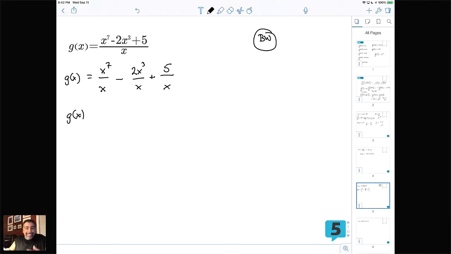And as we look at this, it's still not a one-step yet. So now I need to make this x to the 6th minus 2x squared plus 5x to the negative 1. And again, now we can match all these as one-steps.